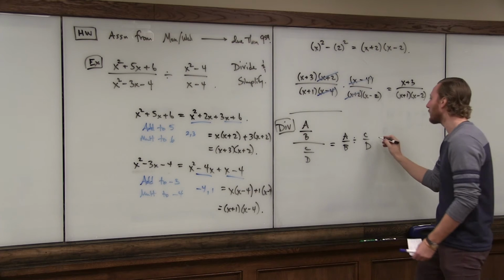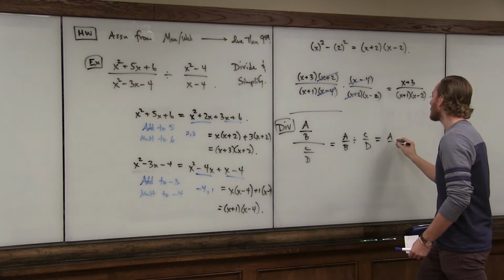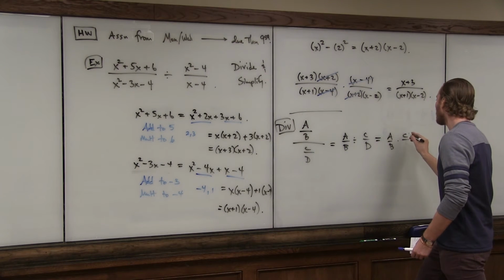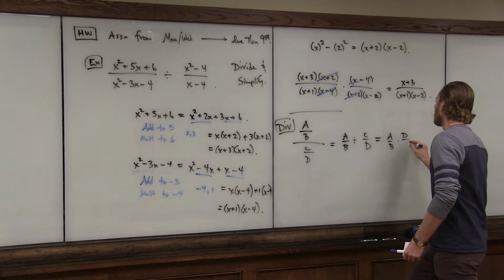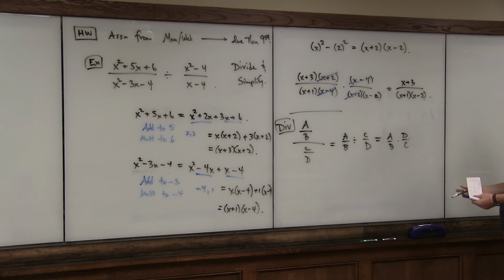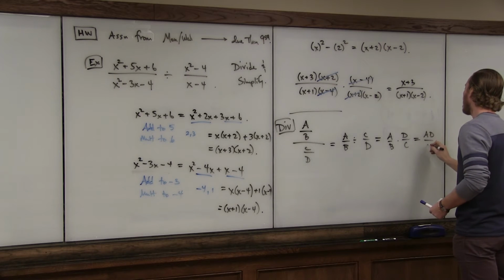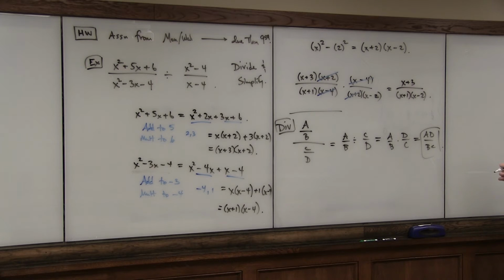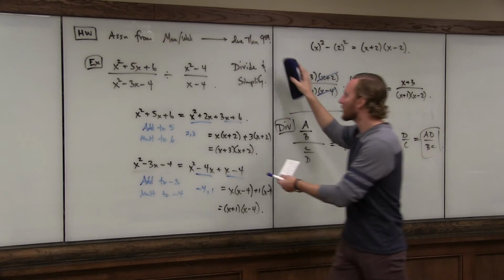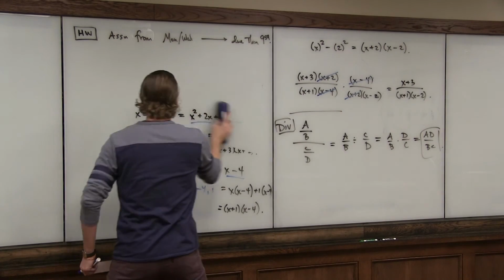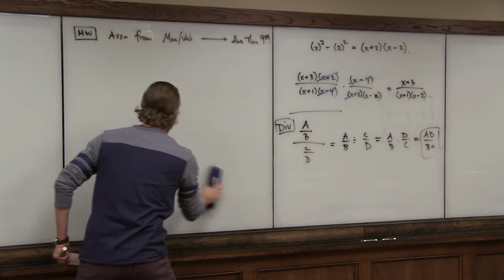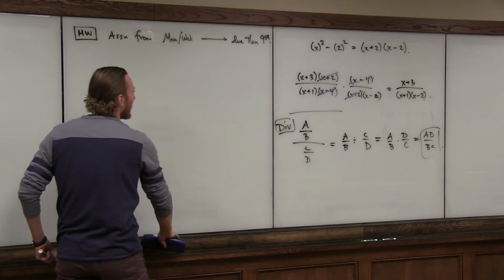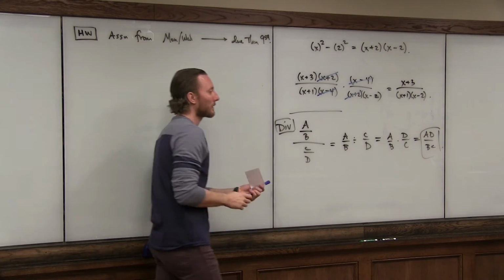And of course you know how to deal with this. Anytime you're dividing fractions, you could just multiply by the inverse. So instead of dividing by C over D, multiply by D over C. And of course then you could simplify this out to be AD over BC. But the long story short is, anytime you have a fraction over a fraction, you could rewrite it horizontally and in some sense make it easier to process.